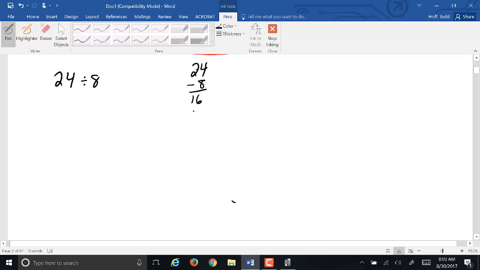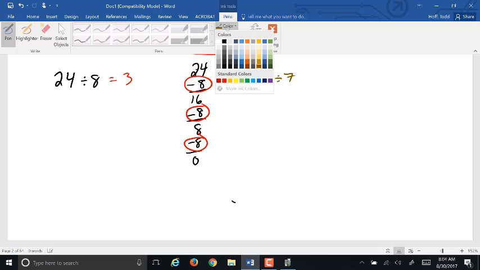Yeah, 24 minus 8 is 16. 16 minus 8 is 8. 8 minus 8 is 0. I was able to subtract the 8 from 24 1, 2, 3 times. 24 divided by 8 is 3, because I can subtract 8 from 24 3 times. In fact, this is where our remainder system comes from. 30 divided by 7.